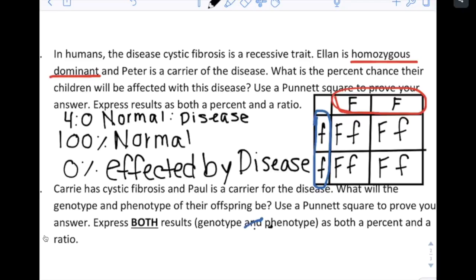The capital F's are dominant and the lowercase f's represent people with the disease. Ellen is homozygous dominant, so I put 2 capital F's on top in the red. And Peter has the disease, so I put 2 lowercase f's on the left in the blue. I then combine the ones on top and to the left to make my Punnett square. The results were all capital F, lowercase f, so the ratio of normal children to children with the disease is 4 to 0. 100% of their children are normal, 0% have the disease.